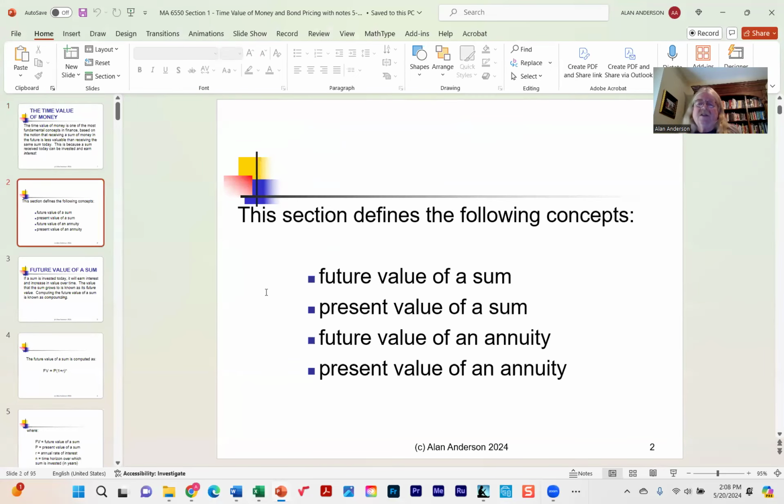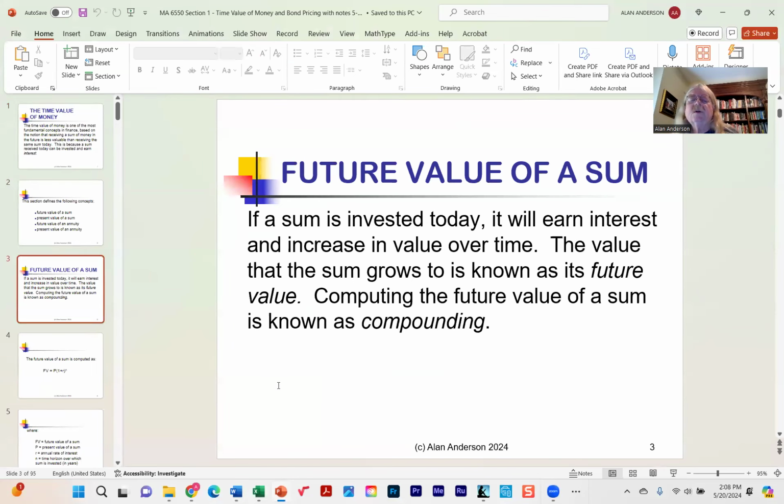So we're going to define 4 basic concepts: the future value of a sum, the present value of a sum, and then we're going to introduce another type of cash flow, which is called an annuity, and we're going to calculate its future value and its present value. Once we have these done, there's more, but this is the most important set of concepts that we'll need. All right, so we'll start with the future value of a sum.